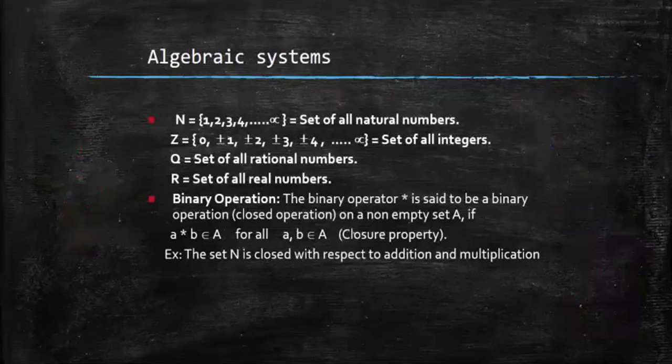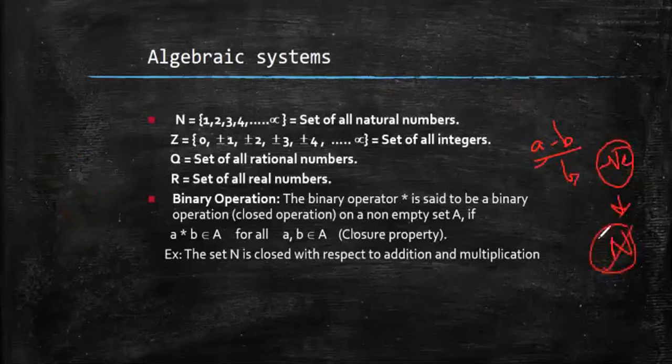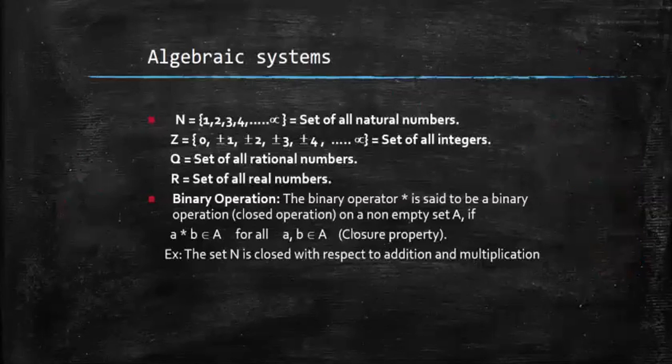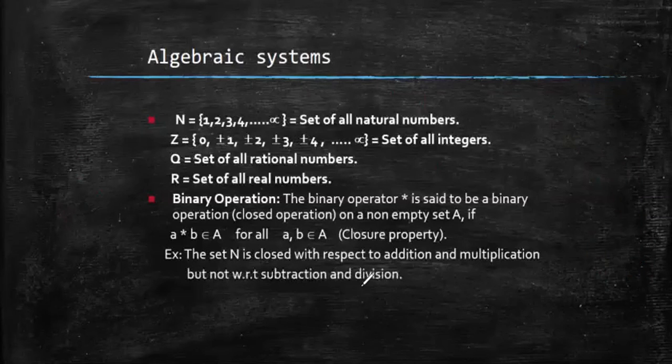Now the next: what about subtraction and division in the case of the set N? If you perform a minus b, and if a is lesser than b, then you will get a negative value, and this negative value does not belong to the natural numbers. So in that case it is not giving you the closure property with respect to subtraction, and similarly with respect to division also. If a divides b and it gives you some value in decimals, then it is not in the set. So subtraction and division do not satisfy the closure property, but addition and multiplication do.